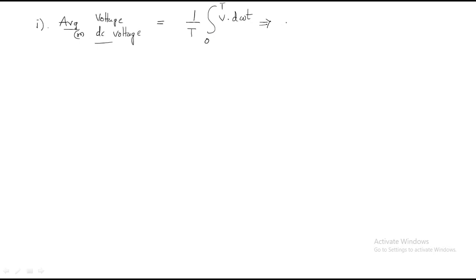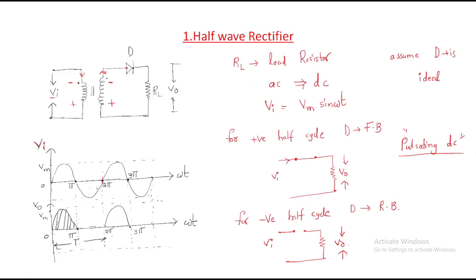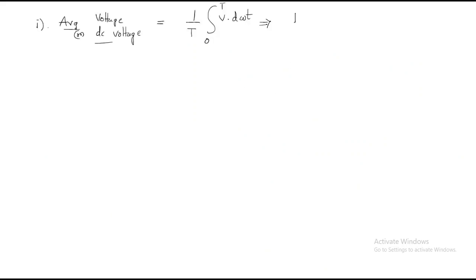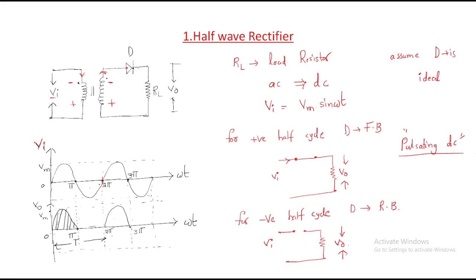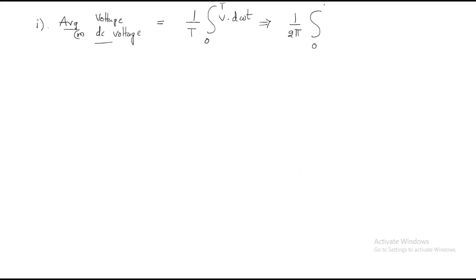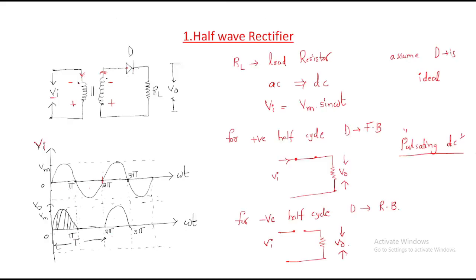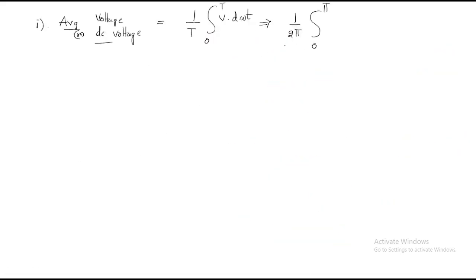Now you will write the time period. If you observe here, it will be repeated for the 2π. That's why I am writing 1 by 2π. And you don't need to write π to 2π, because here it is only 0 to π. What is the output voltage at that time? Complete input voltage will be entering into the output voltage. So that's why I am writing directly v is Vm sin ωt. If you simplify this, finally you will get Vm by π.